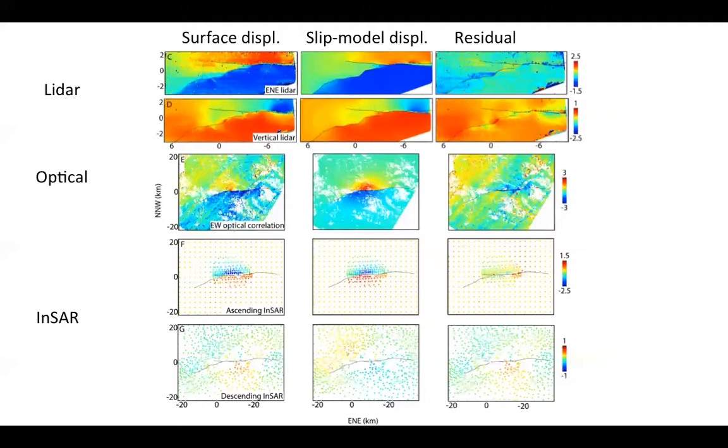And this final column is the residual, so the difference between the data and the slip model predicted displacement. This shows for the Lidar, the optical, and then the two INSAR data sets. And I would say that the slip model does a decent job of predicting or reproducing the surface displacements. However, the largest residuals, the largest errors in the slip model occur adjacent to the fault. For example, if we look in the Lidar data, here we see large residuals that trace out the fault trace.